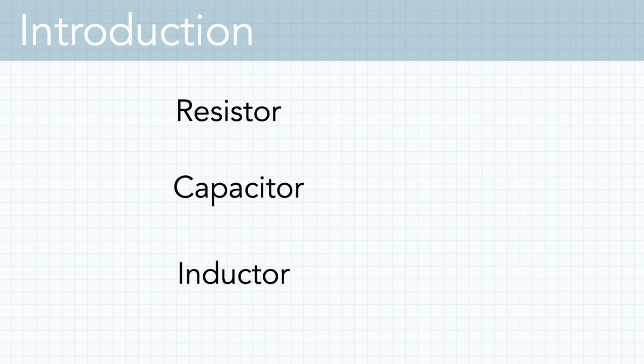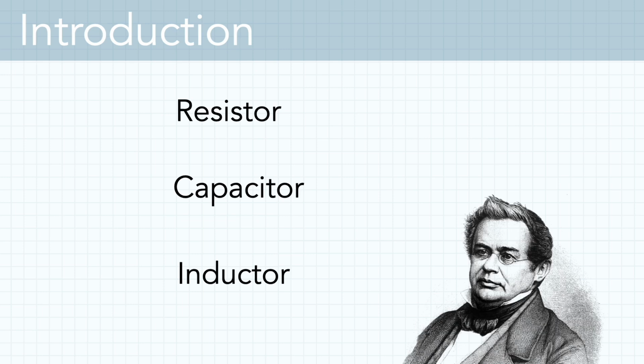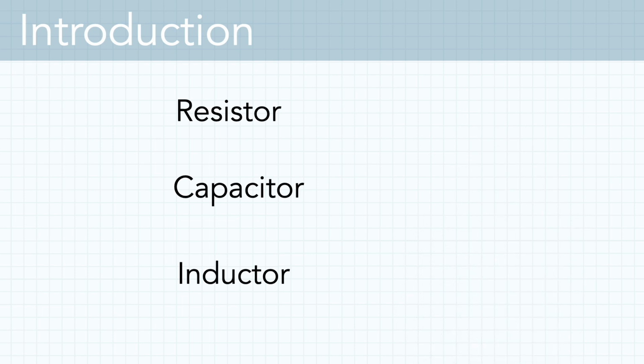Okay, so as a quick review for those who haven't seen circuits or just haven't seen them in a while, the R stands for resistor, C for capacitor, and the L for inductor. Yes, the L is for inductor to honor Lenz, who came up with Lenz's law, etc.